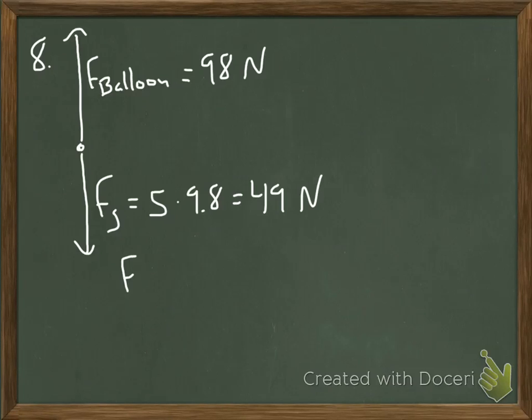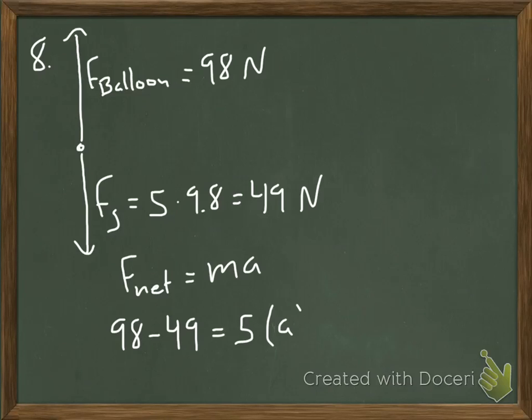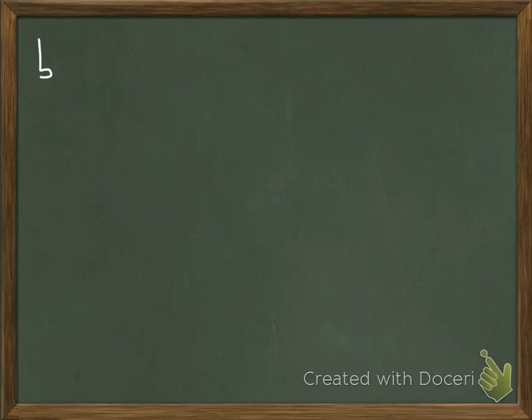So now we can find the net force because we know the force in all directions. We know the force up is 98 newtons. We know the force down is 49 newtons. So we can find the net force, the sum of the forces, the total force, by taking the difference between these two. And then, of course, we set that to mass times acceleration, Newton's second law, and then we can find the acceleration.